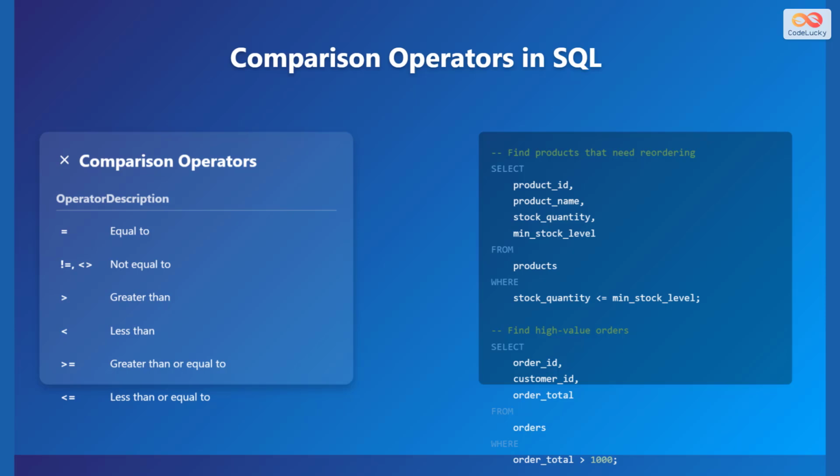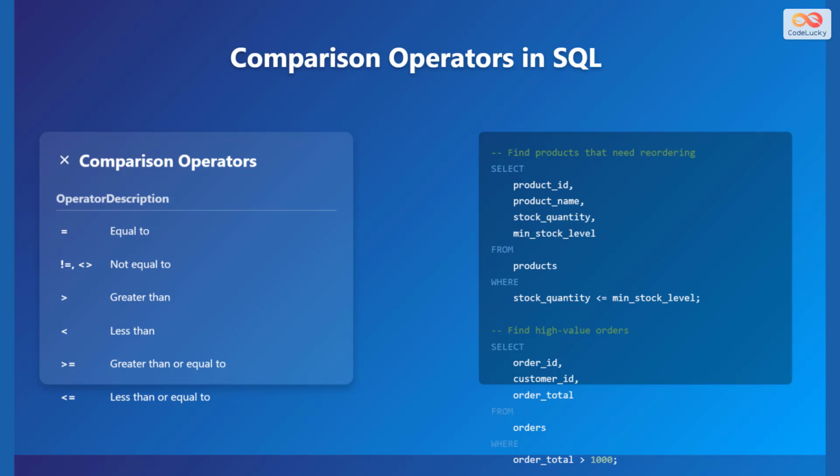The greater than sign is used to check if one value is greater than another. The less than sign is used to check if a value is less than another. The greater than or equal to sign is used to check if a value is greater than or equal to another. The less than or equal to sign is used to check if a value is less than or equal to another. Let's see a couple of examples.